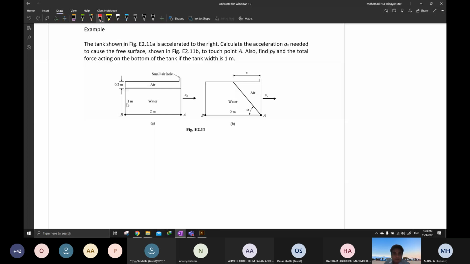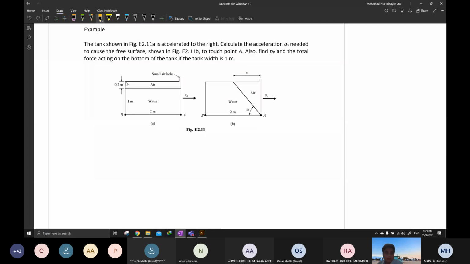The tank shown in the figure here is accelerated to the right, from the left to the right. Calculate the acceleration Ax needed to cause the free surface, as shown in the figure, this endpoint B, to touch point A. Also, find the pressure at point B and the total force acting on the bottom of the tank if the tank width is 1 meter. That means the width is 1 meter.